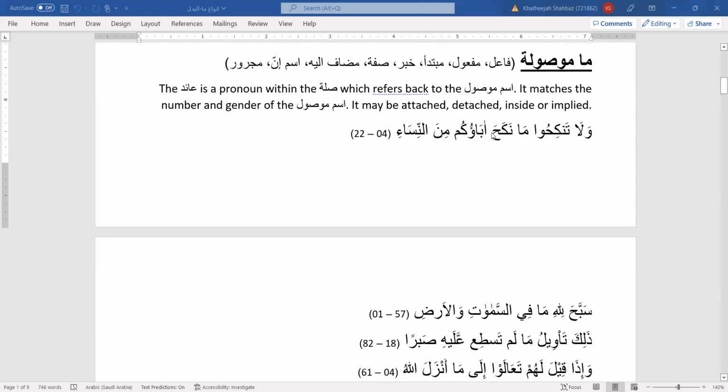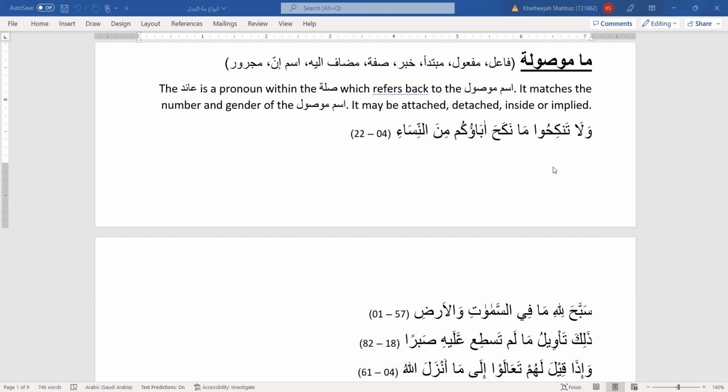Okay. So the first example is wala tankihu ma nakaha aba'ukum minan nisa. Is Brother Ashar with us? Yes. Brother Ashar, can you translate this ayah for us?